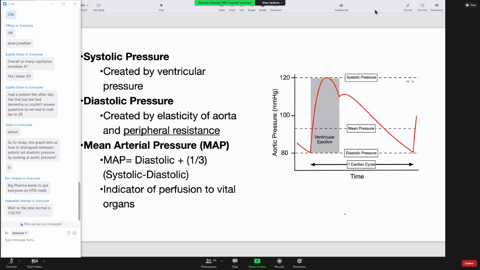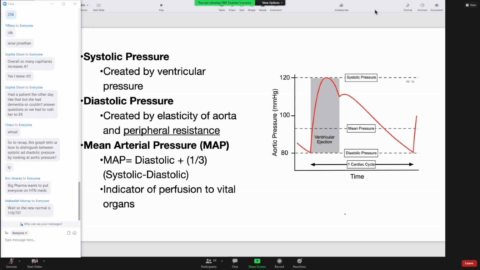Big Pharma does want everyone to be on hypertension meds. Yeah. So wait, new normal is 110 over 70? I mean, yeah, 120 over 80 is essentially normal, and for most people, that's fantastic.